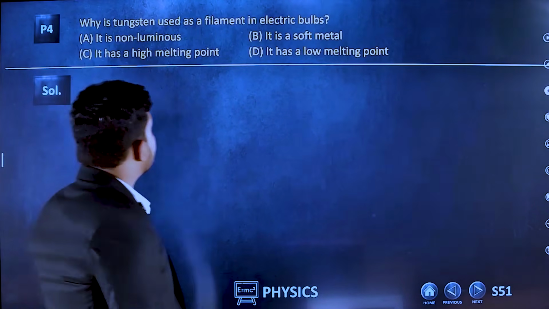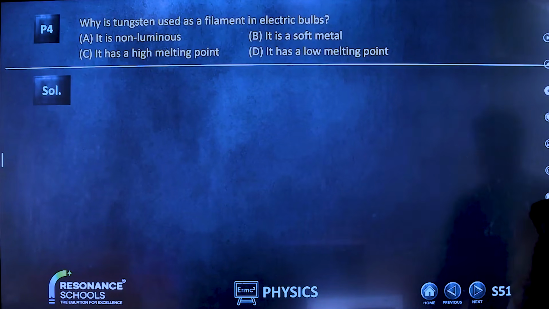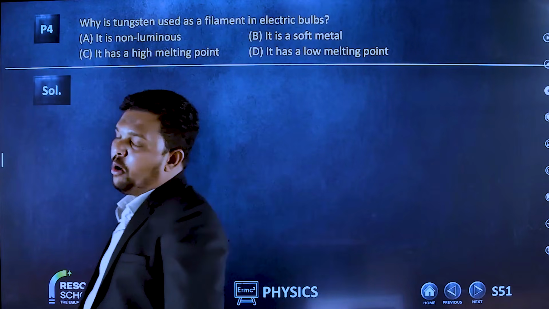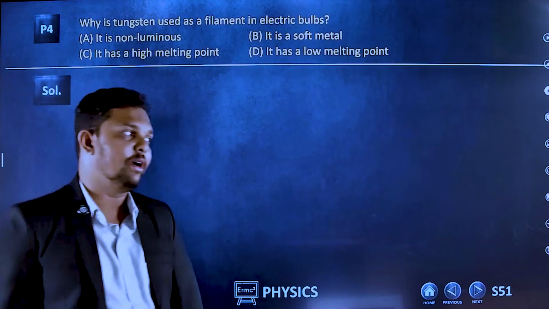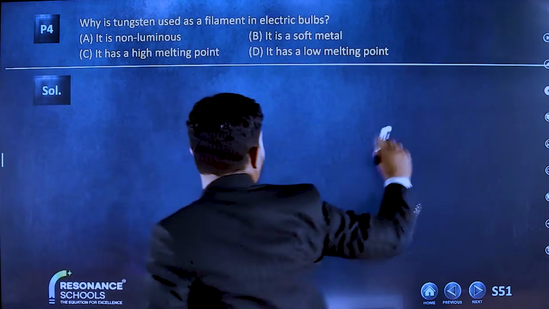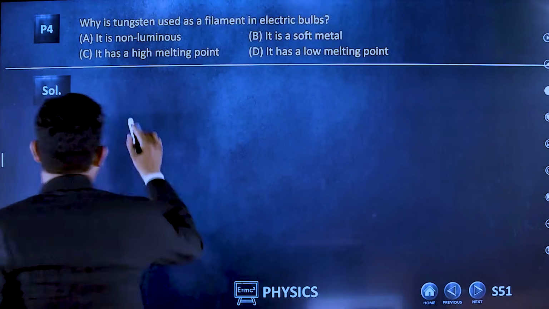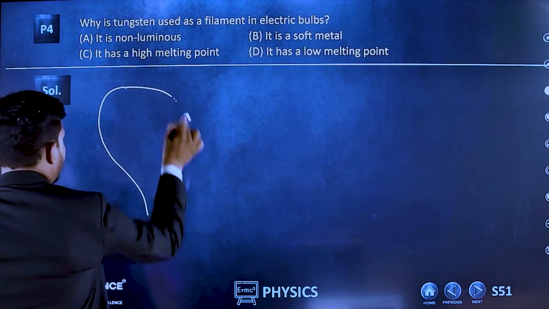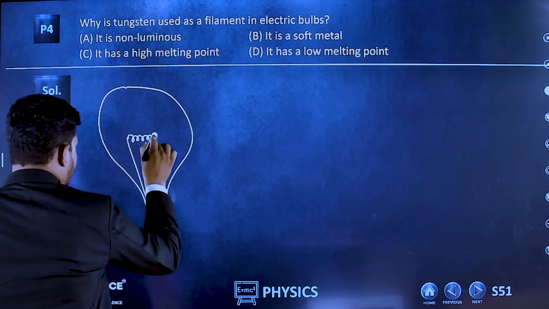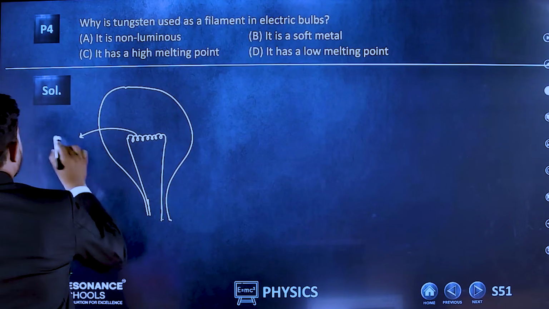Why is tungsten used as a filament in bulbs? Let's go with this case. I will tell you 3 important points about the bulb. Roughly I'm drawing one bulb here, not a perfect one. So this is our bulb, and inside this we will have one element. This element is named tungsten.